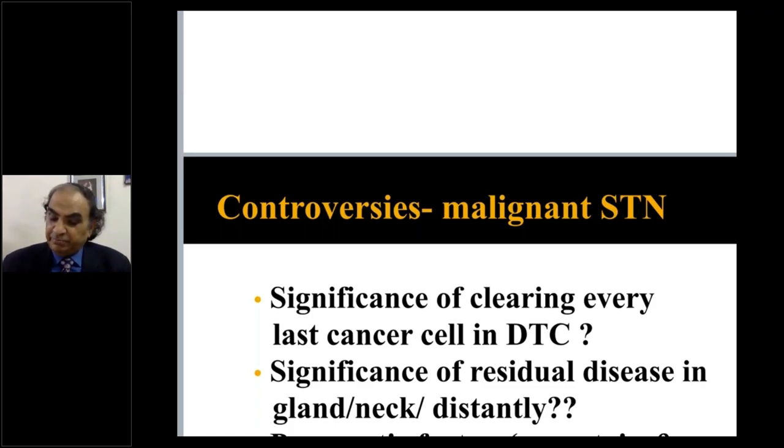So these are the parameters that you look at. There are controversies. Not a lot of people believe that you should do total thyroidectomy in all the cases, and that's their reason.